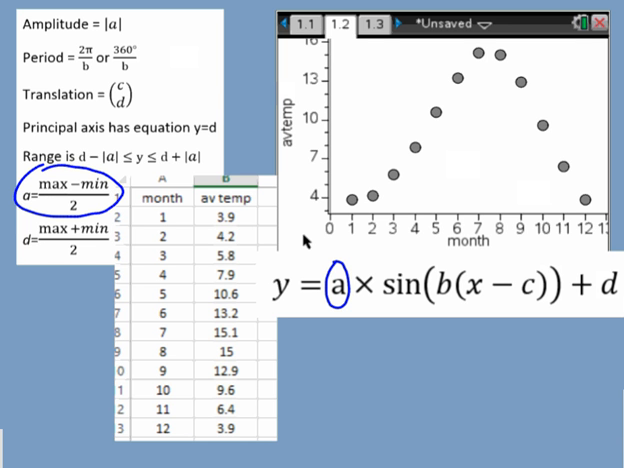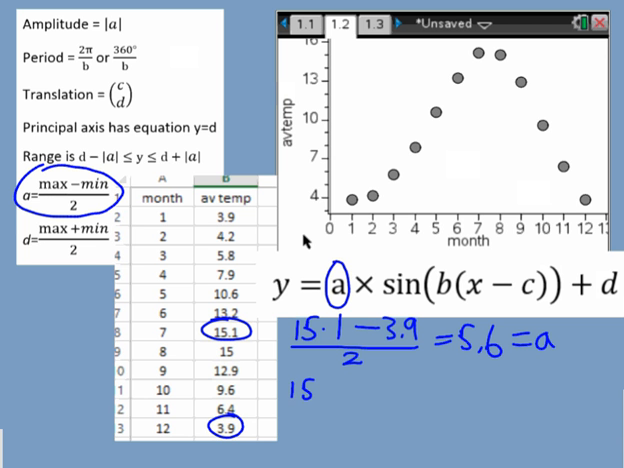So the maximum value of the temperature was 15.1. So I can do 15.1 minus the minimum temperature, which is 3.9, divided by 2, gives me 5.6 for the value of A. Similarly, 15.1 plus 3.9 over 2 gives me 9.5. That's the value of D, using this formula here.